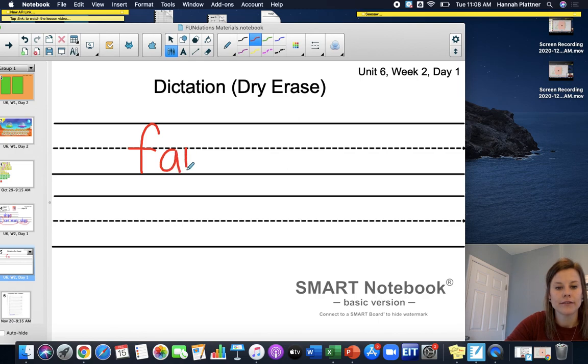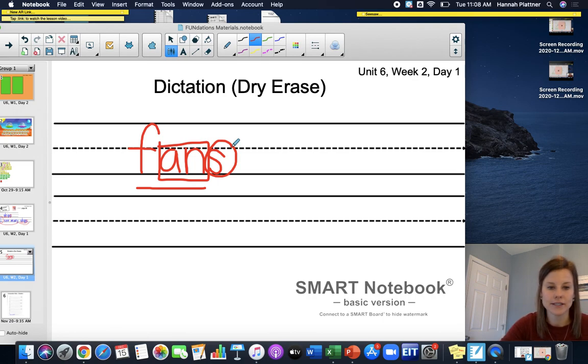Fan. And add your suffix. When I sounded it out, boys and girls, I don't know if you caught it, but I didn't sound it out as a glued sound. An. Fan. Go ahead and mark up your word. I'm going to put a box around my glued sound. I need to underline the base word, fan, and circle the suffix. Fans. Very good. Go ahead and erase your board.